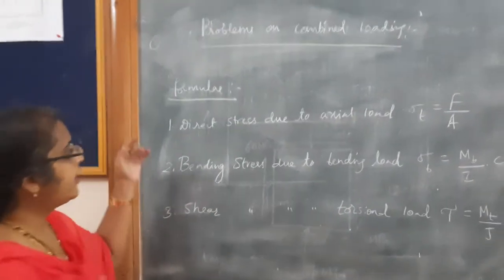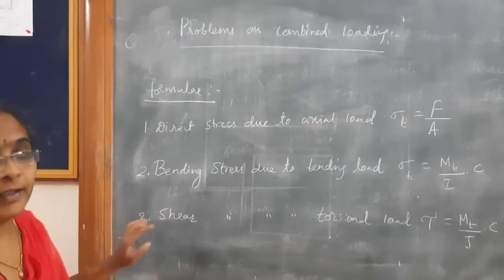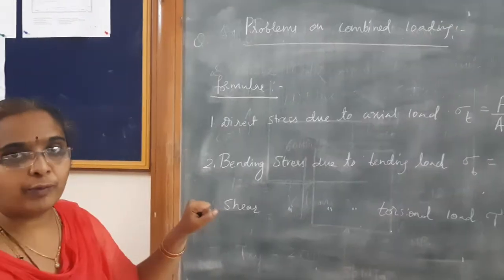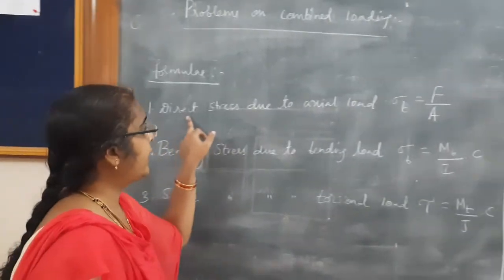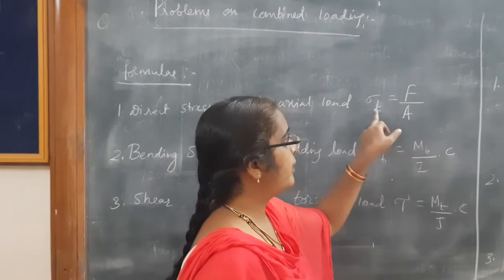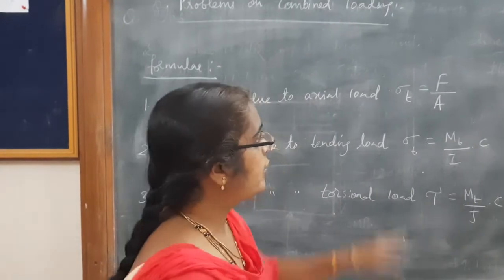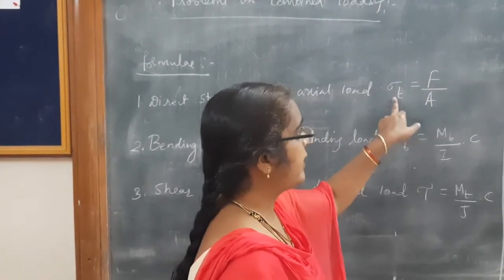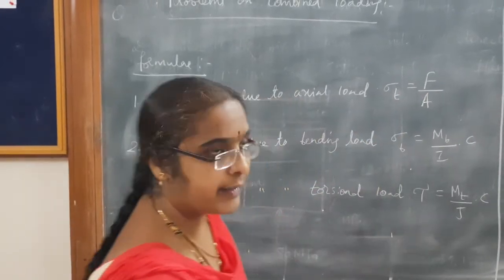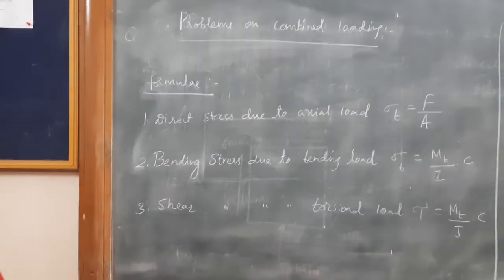So what are the formulae to be used when you are going to solve combined loading? Let us see the formula first. If there is only direct axial load, then the direct stress due to axial load can be calculated as load by area. Sigma T is equal to F by A. F is the load, A is the area. So it is a simple tensile stress or compressive stress, which can be calculated as load by area. It's a well-known formula for a simple direct stress.